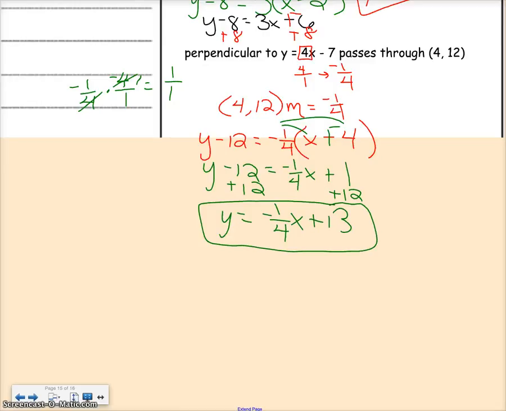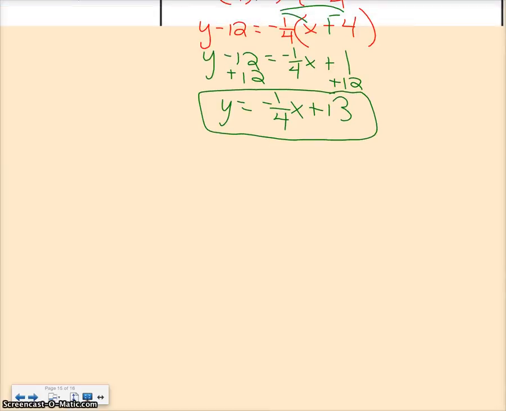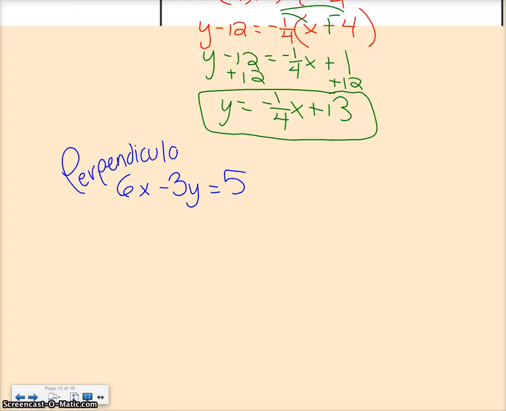I want to throw a level 4 in here for you because you need to know what to do when y isn't by itself at first. So go ahead and write this equation down. If we had 6x minus 3y equals 5, and I want to create an equation that's perpendicular to this line, and it goes through the point (1, 2), just for fun.